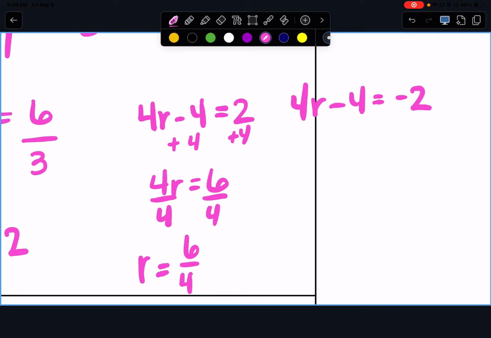Can I simplify 6 over 4? Yes. What can go into both 6 and 4? 2. So 6 divided by 2 is? 4 divided by 2 is? 2. So that's our first answer.